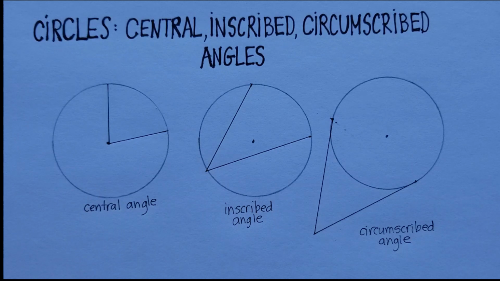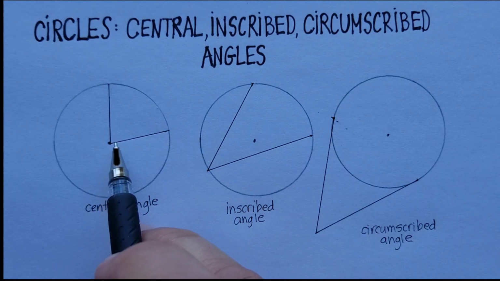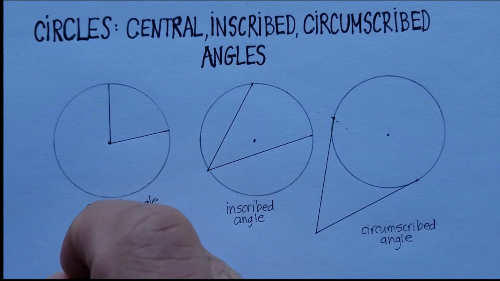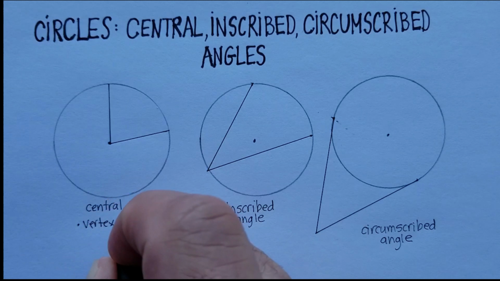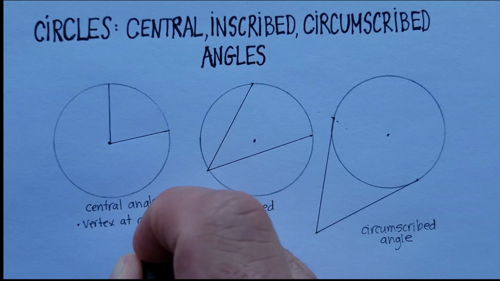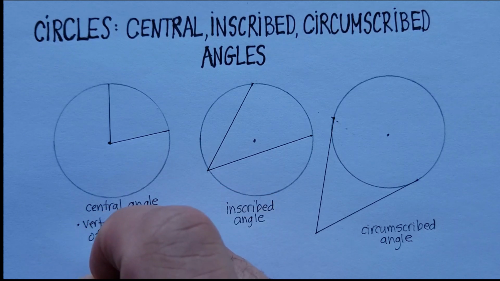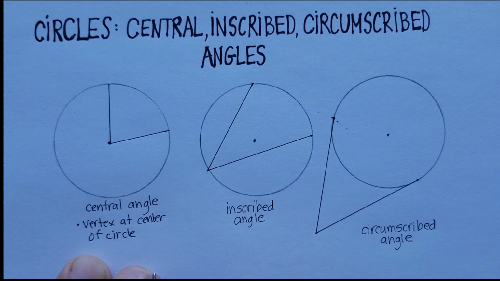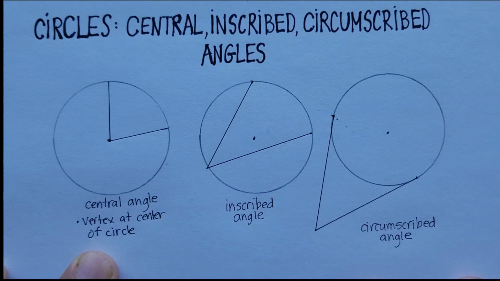Okay, so let's start with the first one, the central angle. Now, what's the definition of a central angle? Basically, it means that the vertex of the angle is in the center of the circle. Okay, so that's really important. So the vertex is at the center of the circle.